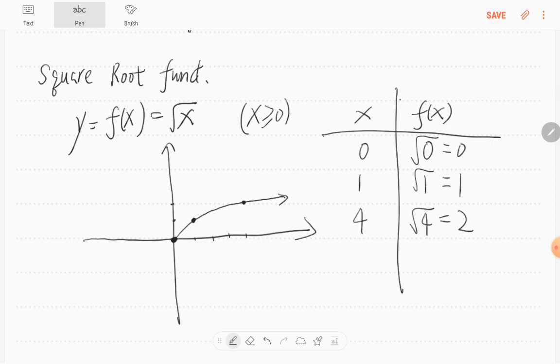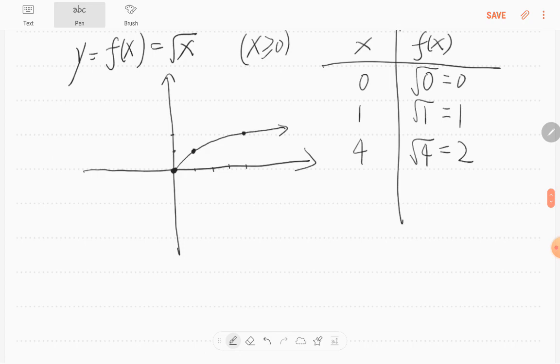So note that there are no other parts. When x is a negative number, there is no curve anymore, because the domain of the square root function requires x to be non-negative, greater than or equal to 0.